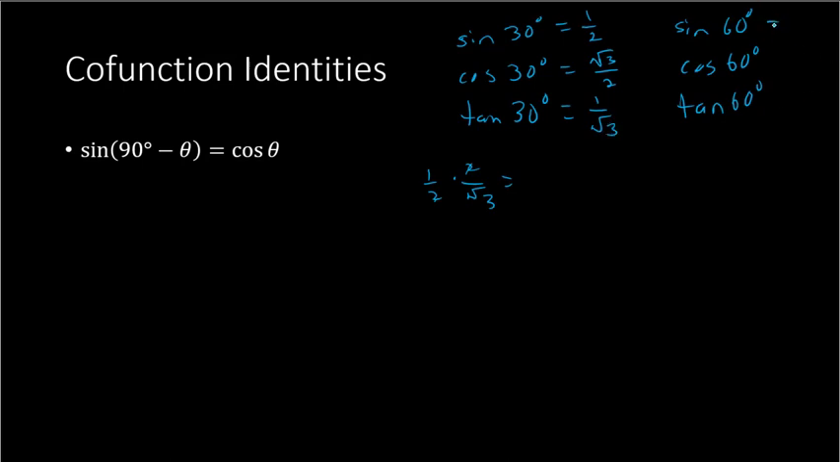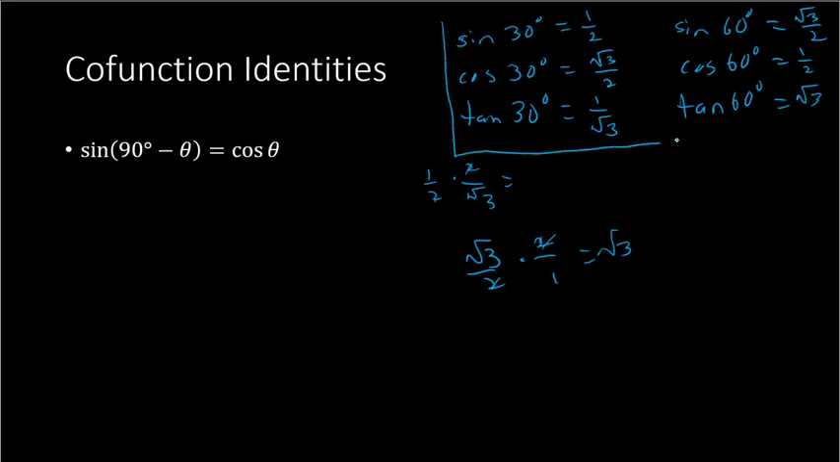And then sine of 60 degrees, that would be the square root of 3 over 2. Cosine of 60 degrees would be 1/2. And the tangent of 60 would be sine over cosine. So we have the square root of 3 over 2 divided by 1/2, which means you multiply by 2 over 1, which would give you the square root of 3. So the tan of 60 degrees is the square root of 3.